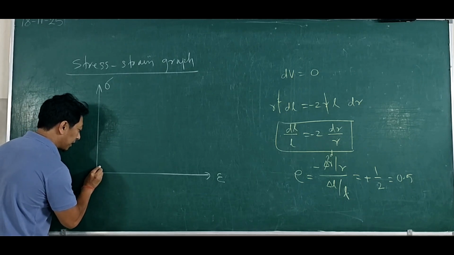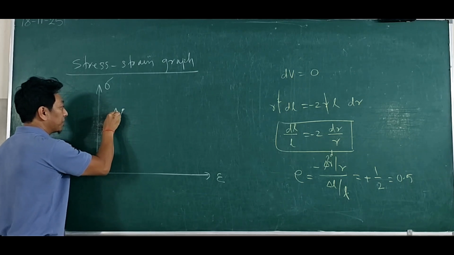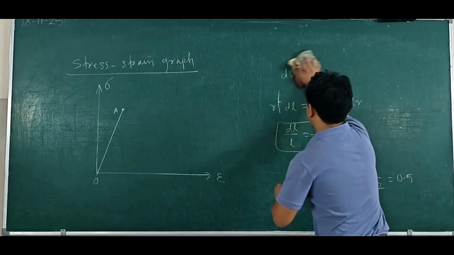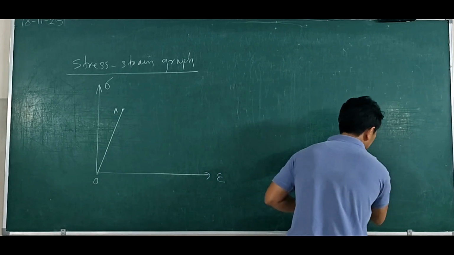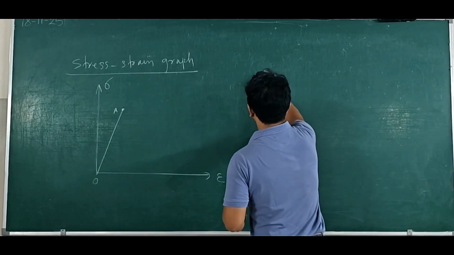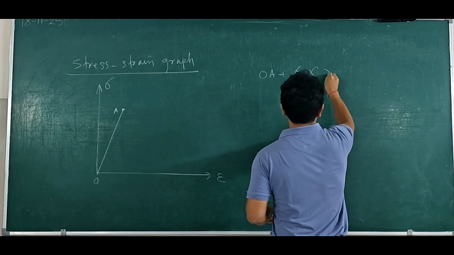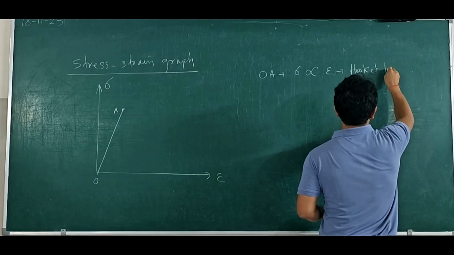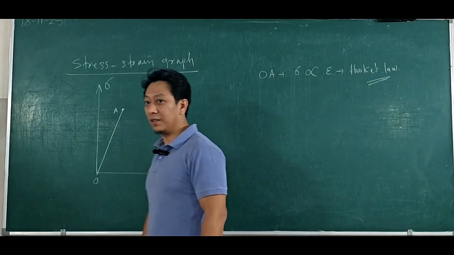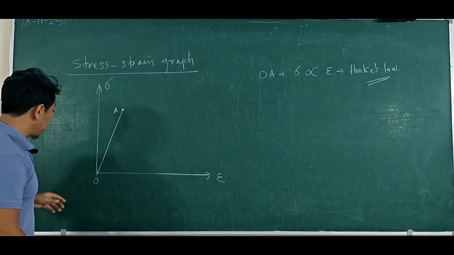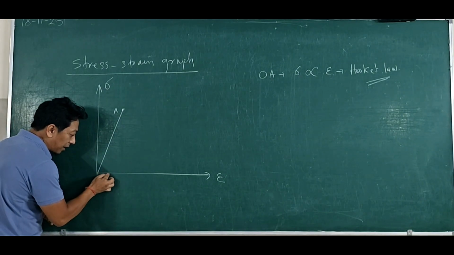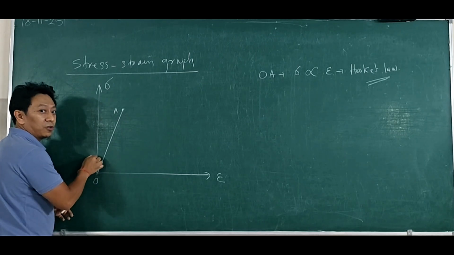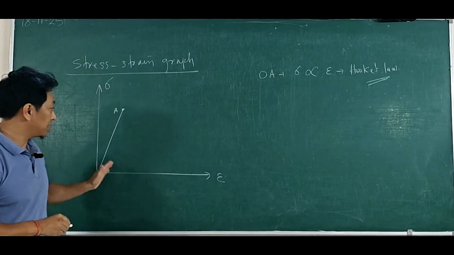Initially they find that the graph goes linearly up to some point. What does that mean? From O to A, stress and strain are what? Directly proportional. So from O to A, stress is directly proportional to strain, meaning Hooke's law is obeyed. Hooke's law holds in this region. What that means is, let's say for 1 millimeter extension you needed 100 Newton force. Then for the next 1 millimeter again you will need 100 Newton. So that is what this part says, and that is expected.